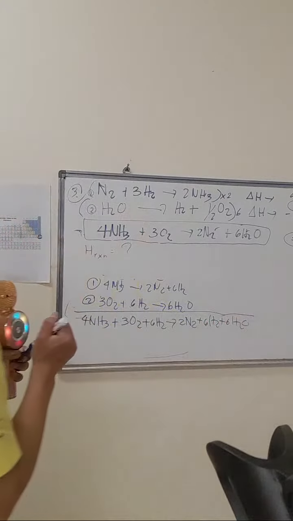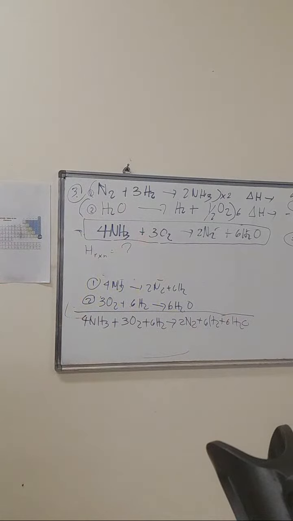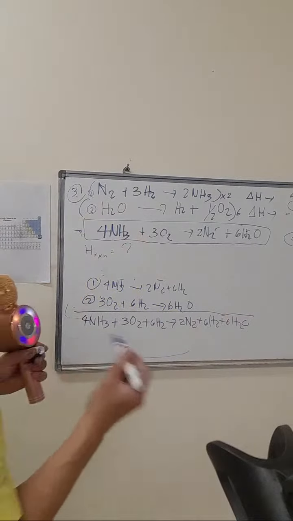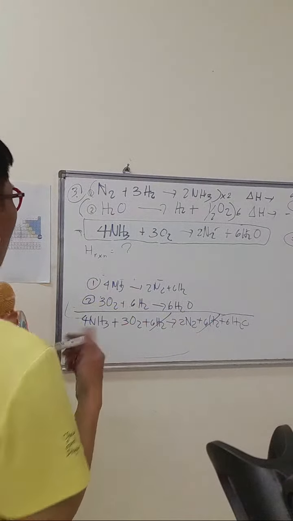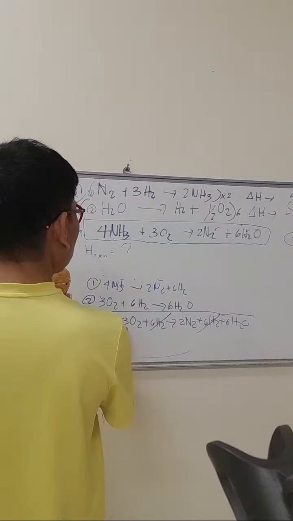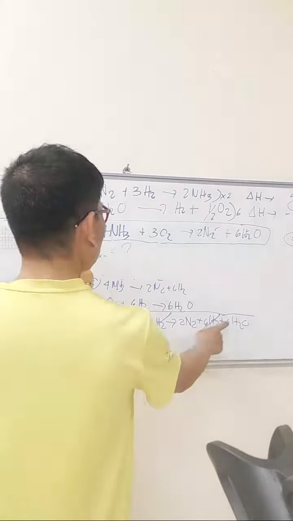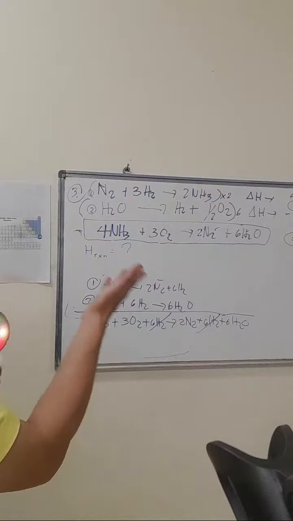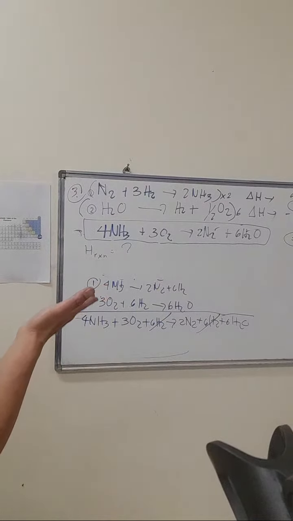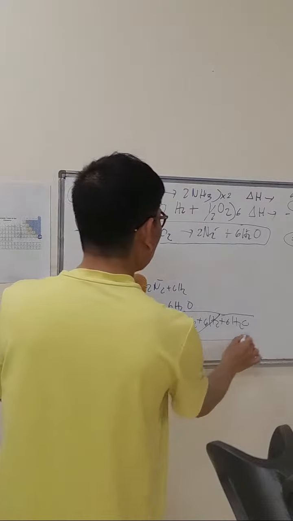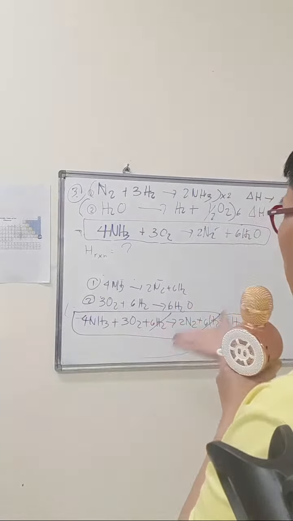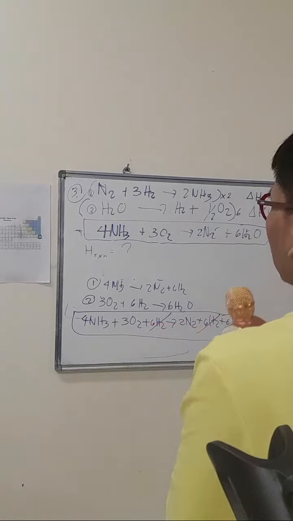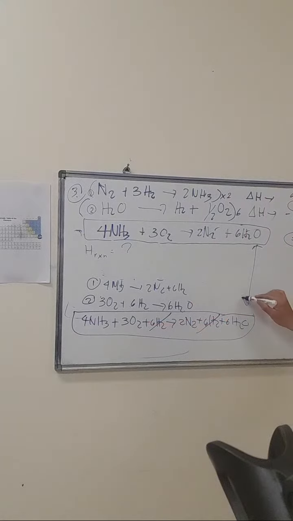Take a look what are cancelable here. Okay, like that. 6H2 is cancelable. So what will be left? 4 moles of ammonia plus 3 moles of oxygen gas is equal to 2N2 gas plus 6H2O. Take a look if this is equal to the overall chemical reaction that we're trying to solve. Take a look. Okay, ammonia, oxygen, nitrogen, perfect. It's already equal. So our solution is correct.